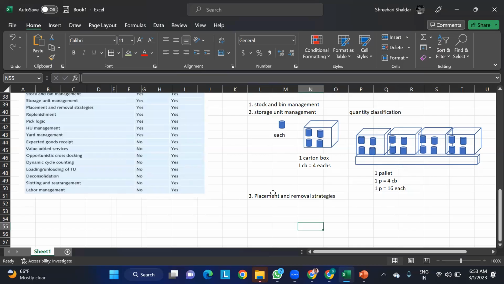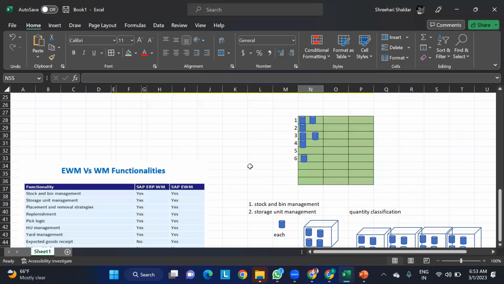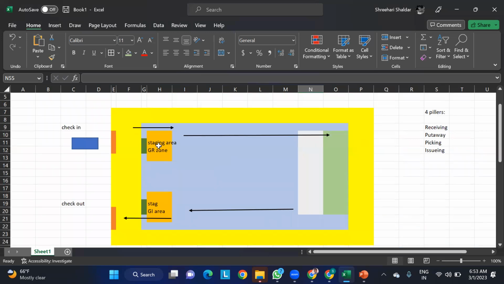Placement and removal means here I said we are bringing the materials from the staging area. From the staging area we are moving it towards the storage type. Within the storage type we will be having the different bins. So what kind of strategies? In the put away we'll be having 3 different strategies based upon the storage type, storage section, and the bin determination. 3 different types will come, but while picking, only the storage type strategy will come. Removal, yeah, only the storage type strategy will come.